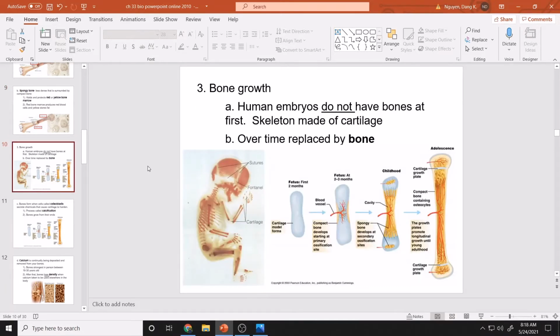Human embryos don't have bones at first, so the skeleton is made of this cartilage template, and then over time it's replaced by bone.